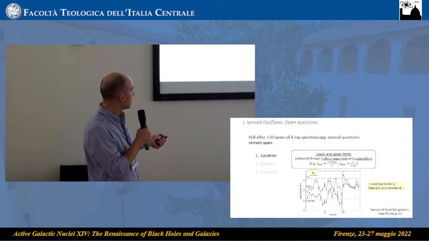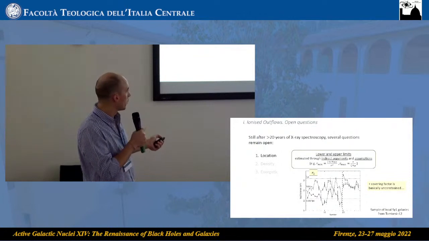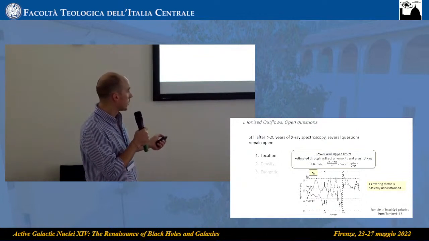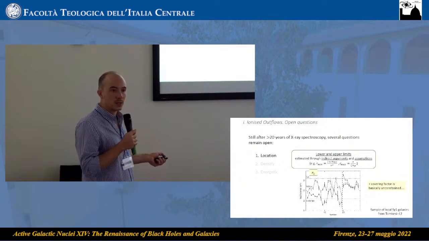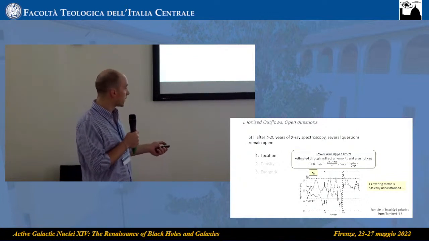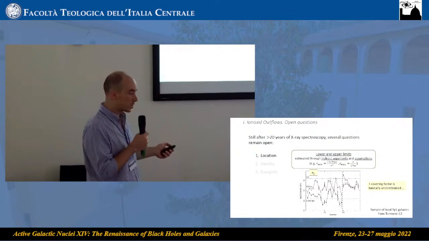So here, as a result, you can see a plot with the lower and upper limit for the radial location of ultra-fast outflows in a sample of local galaxies, and you can see that there is a discrepancy of 2 orders of magnitude. And this is a paper from 10 years ago, but the situation is basically unchanged.